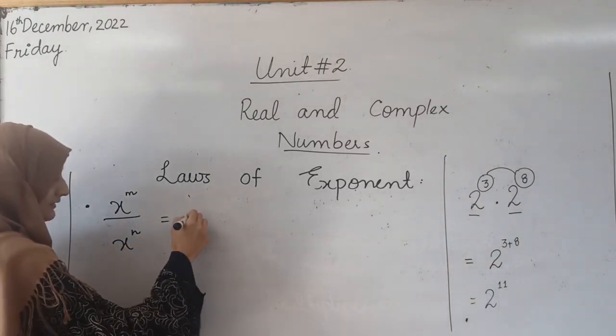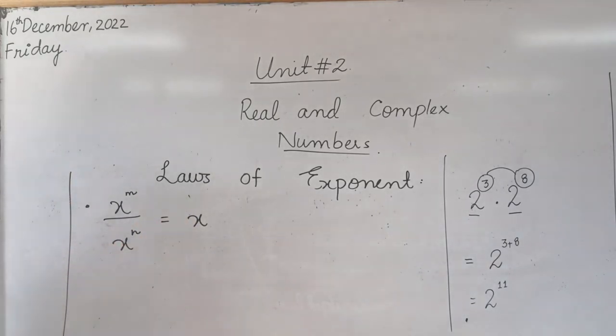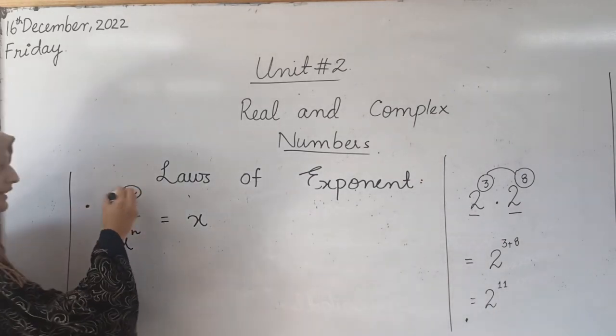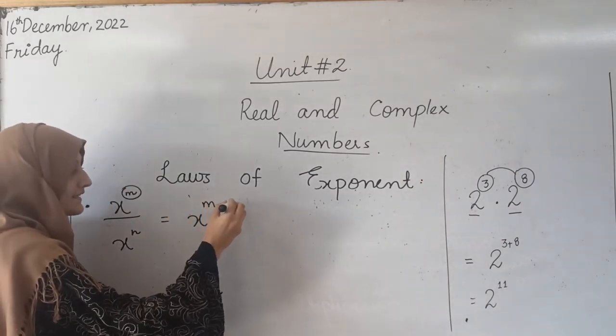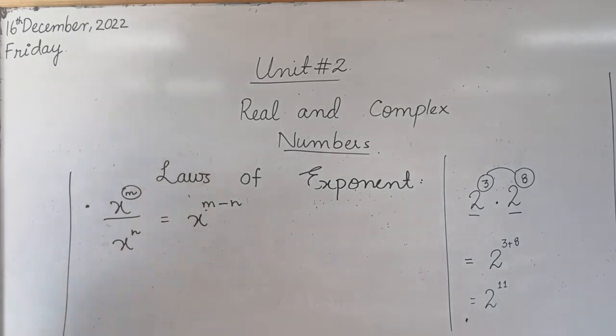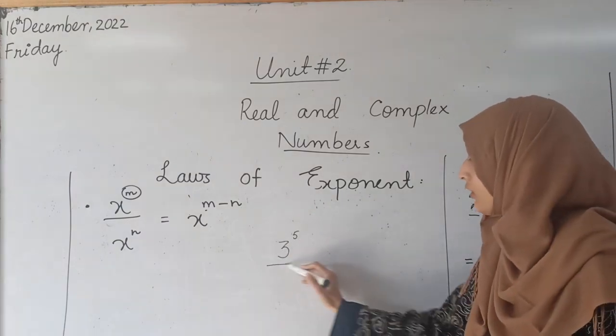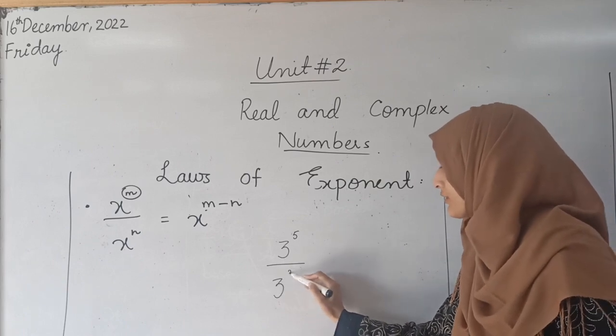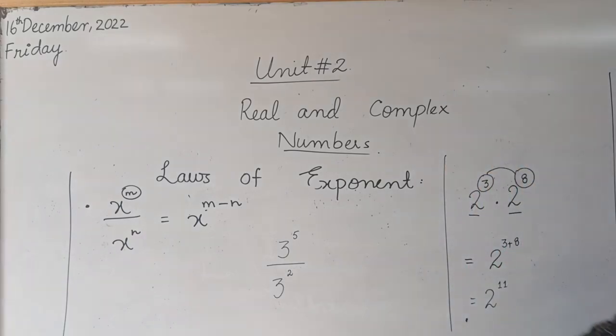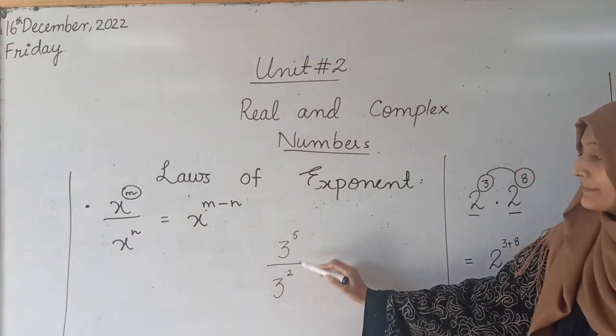We'll write base as common x and m minus n. Their powers will subtract with each other, we will subtract the powers. For example, if I have 3 raised to power 5 over 3 raised to power 2. Now there are two exponential numbers, 3 raised to power 5 and 3 raised to power 2. These bases are same but powers are different.